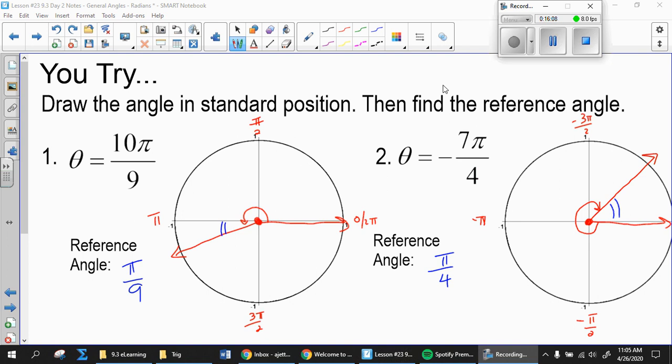All right, here's your 2 answers you should have got. Over here, 10 pi over 9 takes us past 1 pi, and it takes us pi over 9 past it. So that's my reference angle. Here's negative, so we're going clockwise. 7 pi over 4. Again, if it helps you to think about that as 1.75, because 1 3/4, you can. And so it takes me past 1.5, but not quite to 2. And so we have this angle here, and then my reference angle is this blue part here. We're saying how much further do I have to go to get to 2, which would be pi over 4.